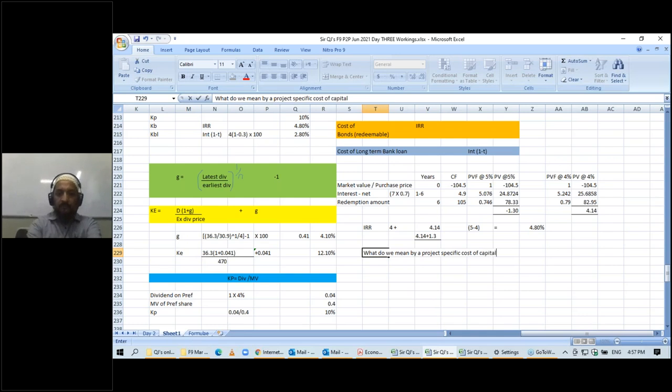First, now remember one thing, that there is a formula for the capital asset pricing model. Let me show you the formula.